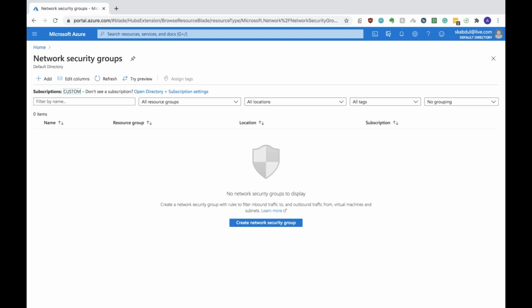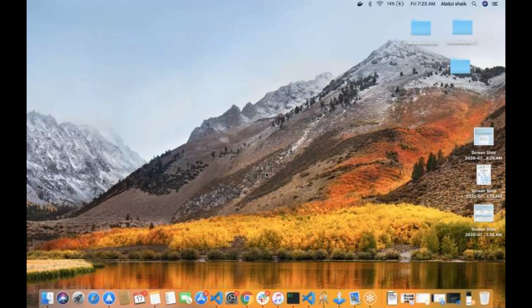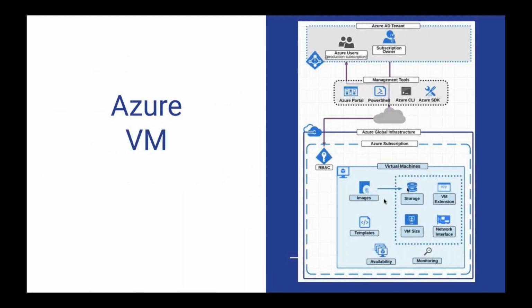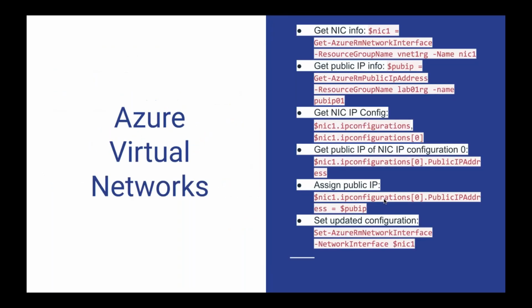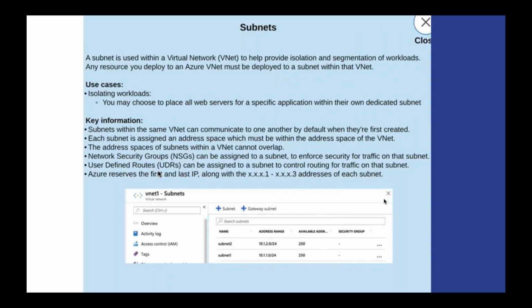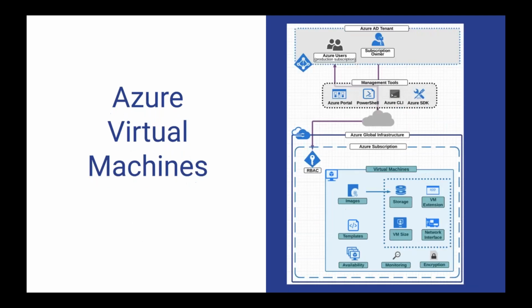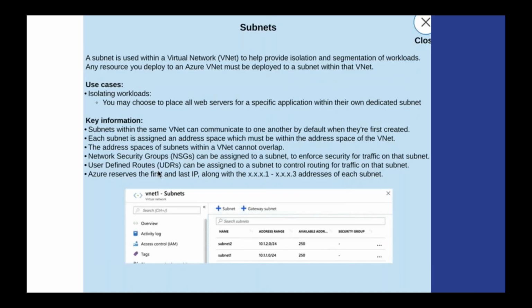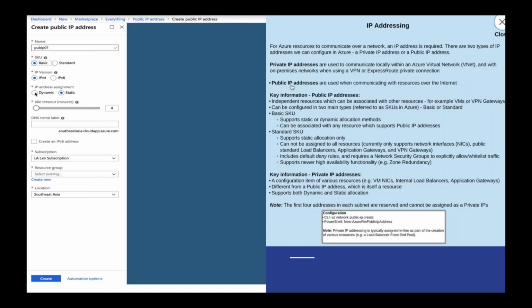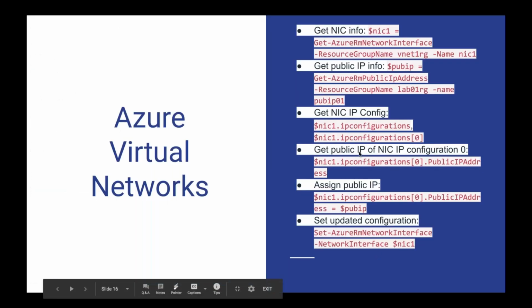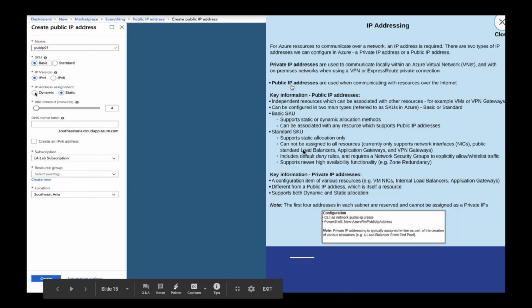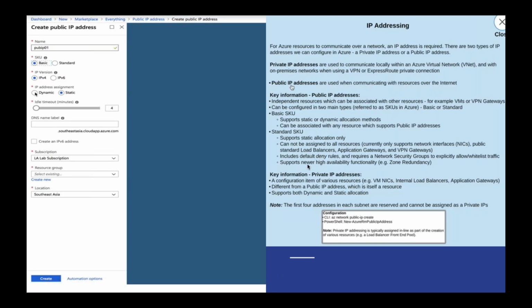Okay, simple answer: availability. I hope you remember. High availability and reliability. Do we get high availability and reliability with the basic? Storage accounts, yes. Network IP addressing, yes. Okay, sorry. You see? It supports high availability functionality. This is the main thing.